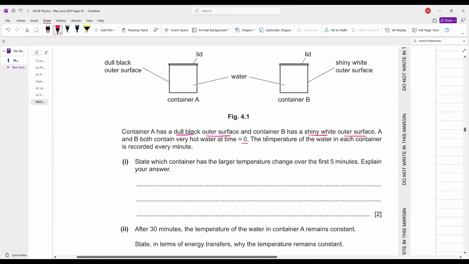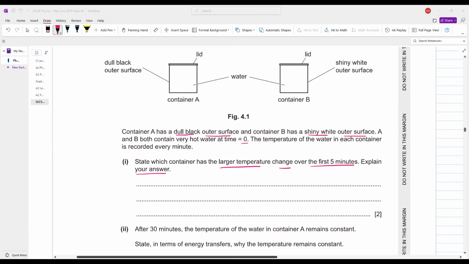A and B both contain very hot water at time t is equal to 0. The temperature of water in each container is recorded every minute. अच्छा जी, temperature of water in each container is recorded every minute. Okay. State which container has the largest temperature change over the first 5 minutes. Explain your answer. बेटा हमने explain करना है which container will have the largest temperature change over the first 5 minutes.